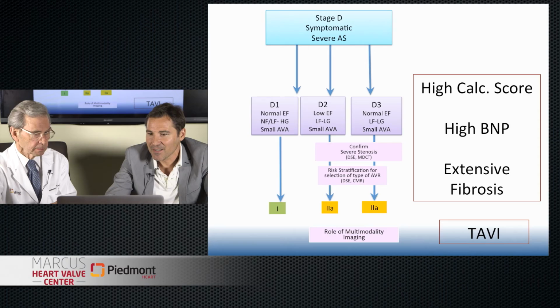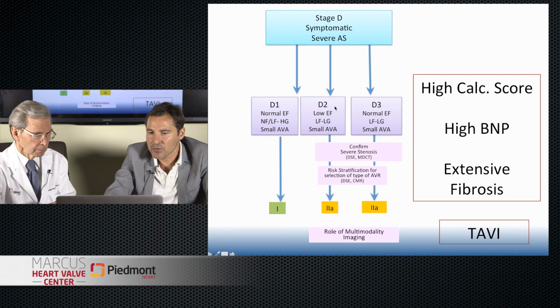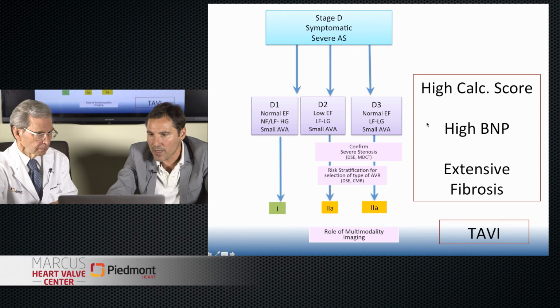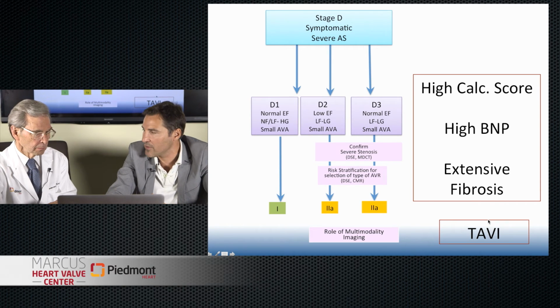Right. Exactly. So here, if you are in the stage D with symptoms and you have the D2, this low flow, low ejection fraction, okay, dobutamine, but in those with preserved ejection fraction, maybe you should use this to decide if you have to intervene with AVR, like surgical, or with TAVR.